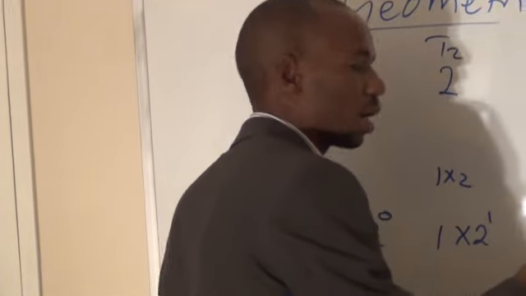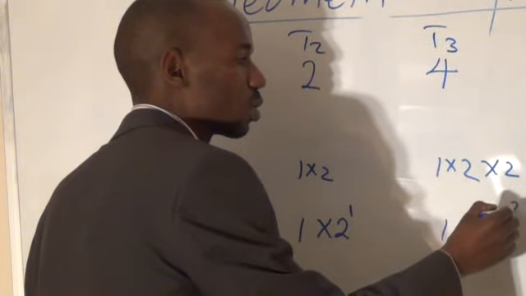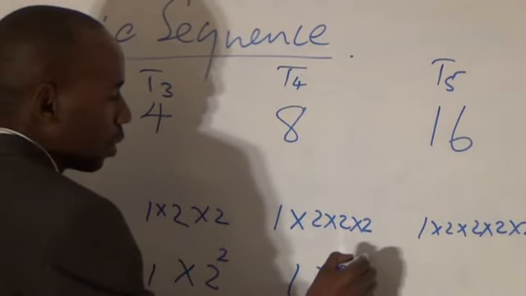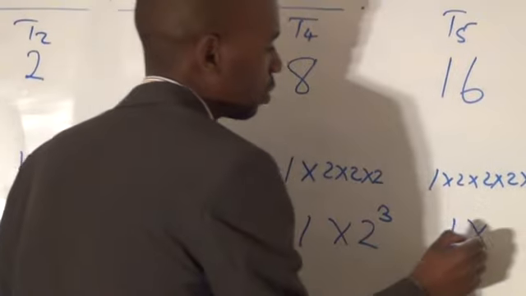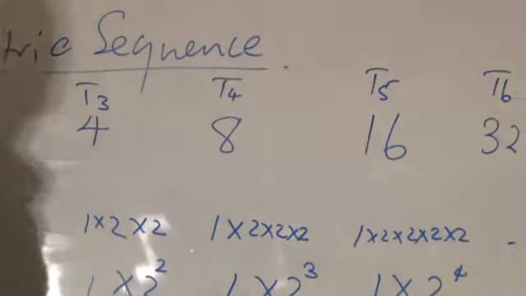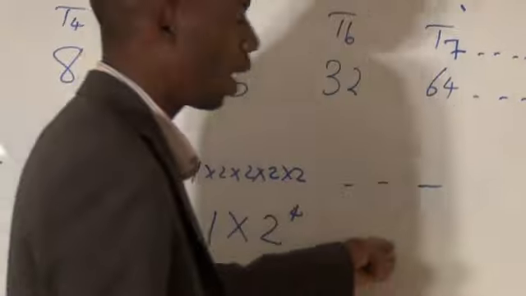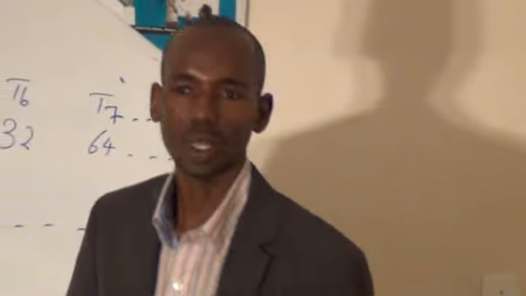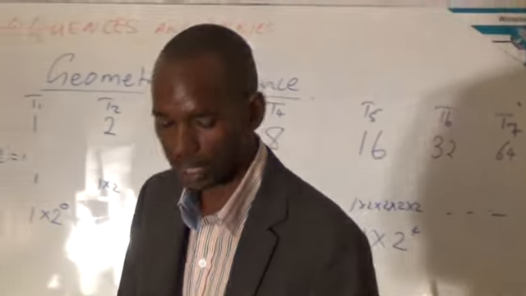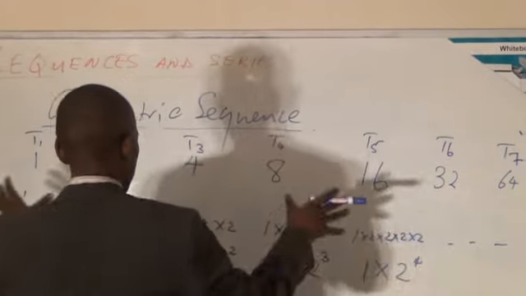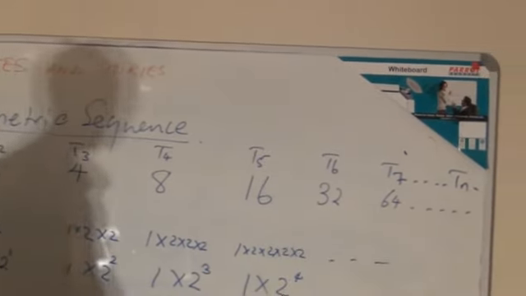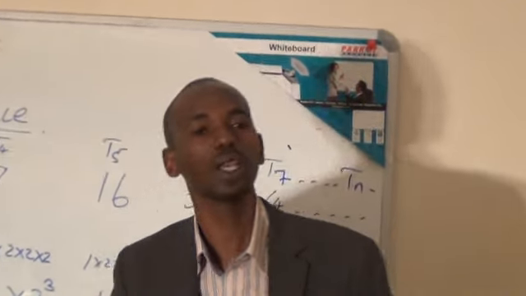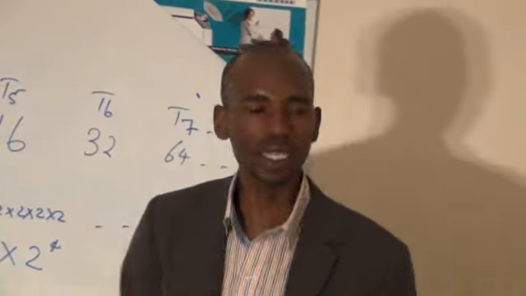Correct? This will be the same as 1 times 2 to the power 2. 1 times 2 to the power 3. 1 times 2 to the power 4. And we continue, obviously. 1 times 2 to the power 5, 1 times 2 to the power 6, 1 times 2 to the power 7, and so on. Right. If you remember what we did with our arithmetic sequence, we looked at this general relationship and the terms and the term number. Then we went on to find, okay, so what is Tn in general? We can actually do exactly the same.